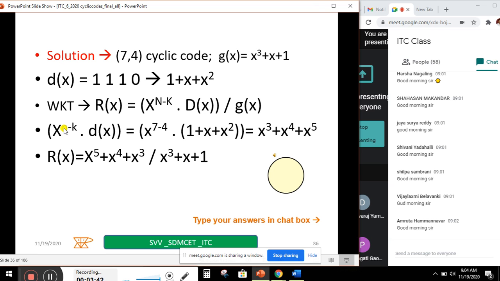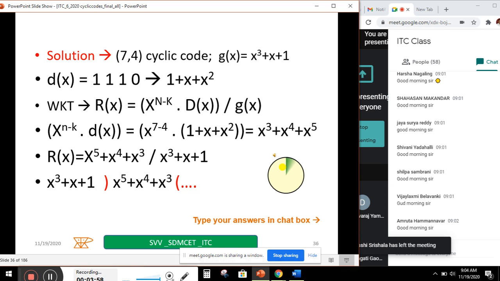Now I want you to do this division and tell your answer, r equal to as well as q equal to, in the chat box. All of you know how to divide. In the previous class we have done that only, multiplication and division.